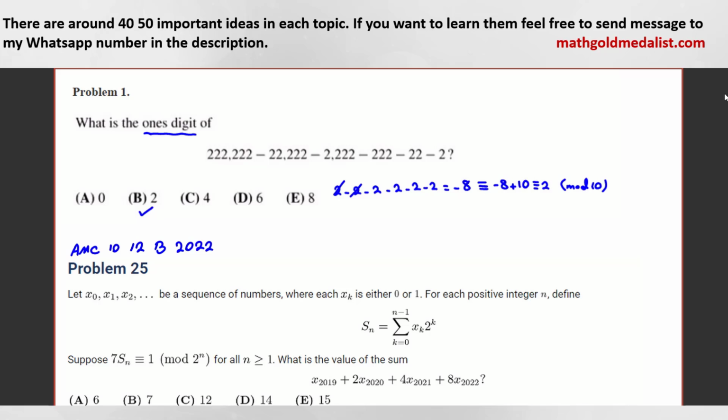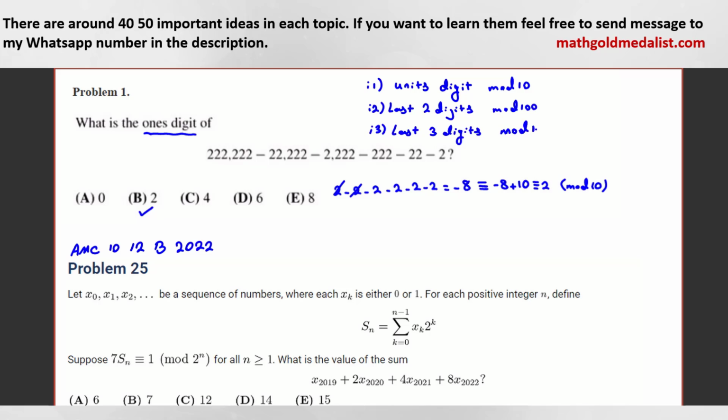And let me tell you some rules in modular. For example, one thing that you should know is that the units digit is mod 10. Units digit or ones digit, you should consider mod 10. If you want to consider the last 2 digits, you should consider mod 100. If you want to consider the last 3 digits, in AIME we had a problem related to this, AIME 2021, mod 1000. But that AIME problem is harder than this.